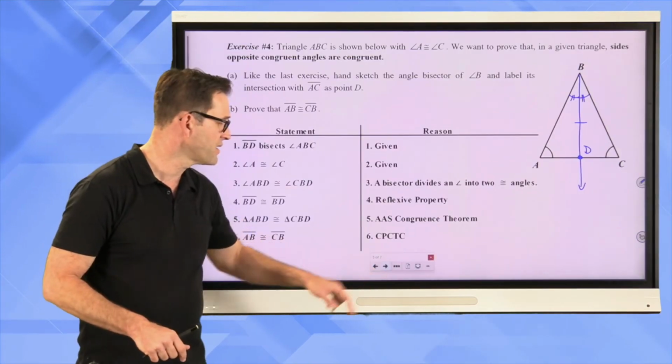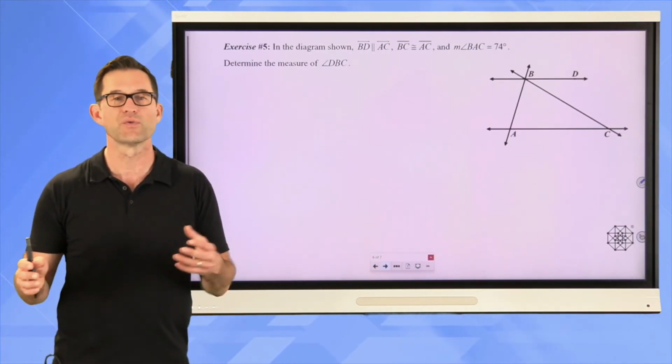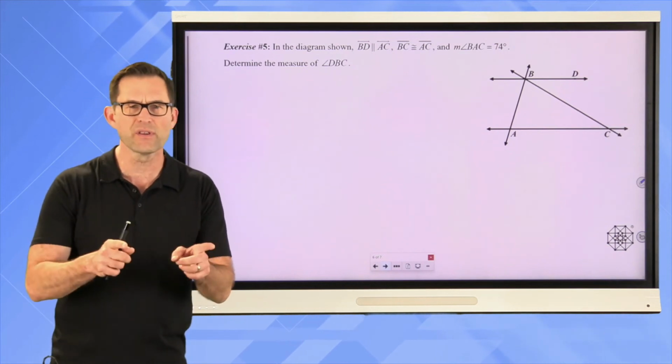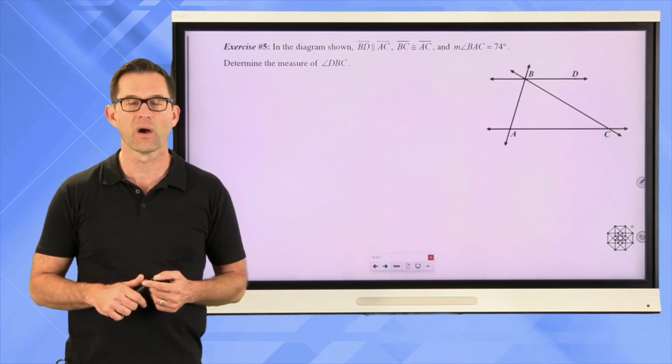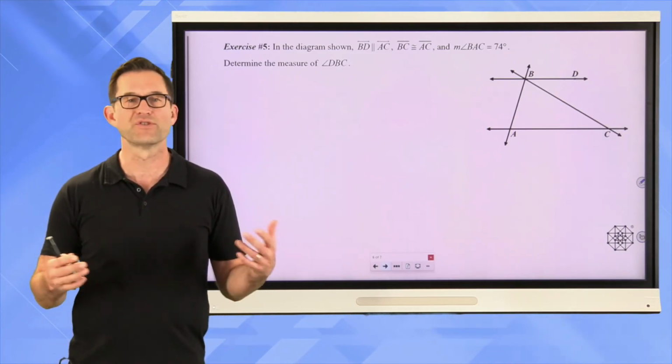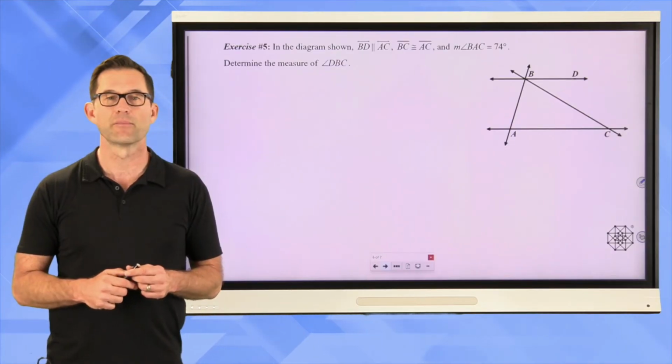But let's do one last thing. We can now be expected to use one of those two properties, especially the one that says that angles across from congruent sides are congruent, in problems where we're just trying to figure out measures of angles. So let's take a look at exercise number 5.